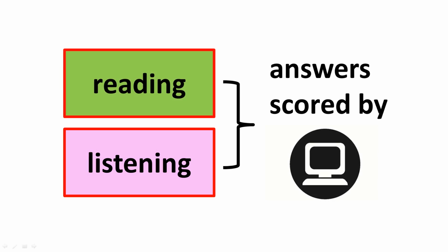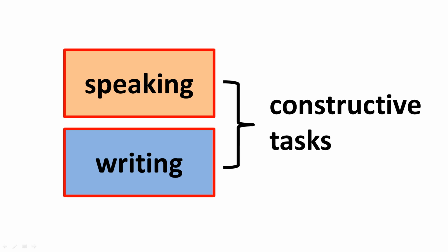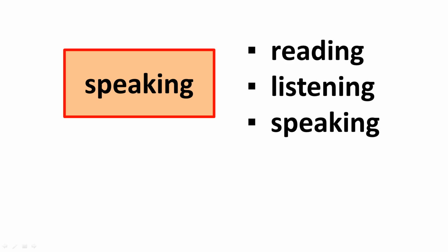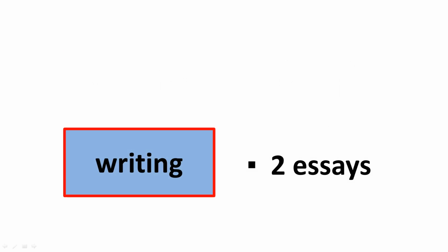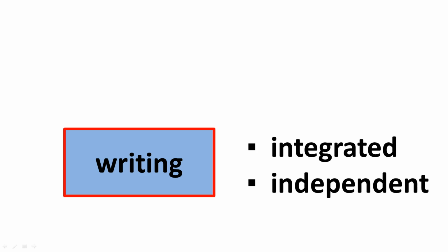After the break, you will do the speaking and writing sections. These tasks are called constructive tasks. For the speaking section, you will construct 6 verbal responses by integrating the skills of reading, listening, and speaking. For the writing section, you will construct 2 essays. You will write the integrated essay first, then the independent essay.